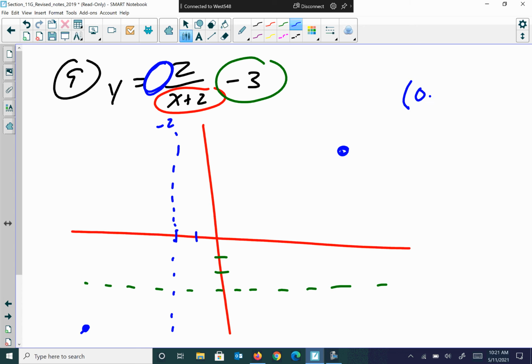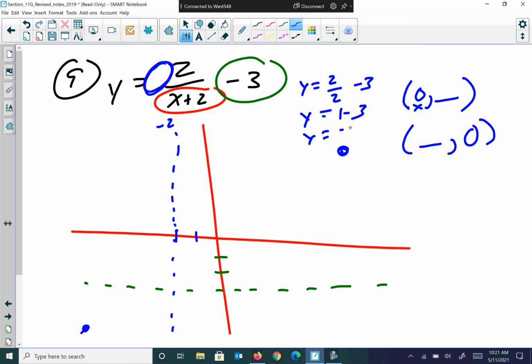So I'm going to go 0, comma, blank, and blank, comma, 0. So 0, comma, blank, that's obviously an x value. So I get y equals 2 over 0 plus 2, so 2 over 2 minus 3. So y equals 1 minus 3, which is negative 2. So 0, negative 2 is down there.